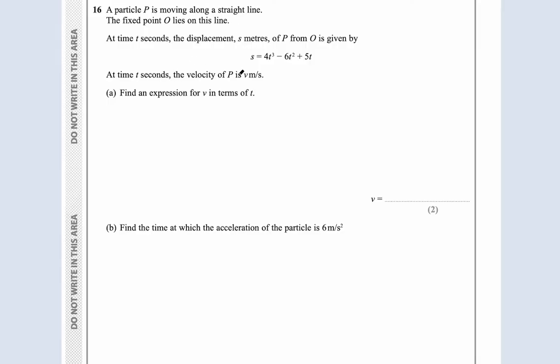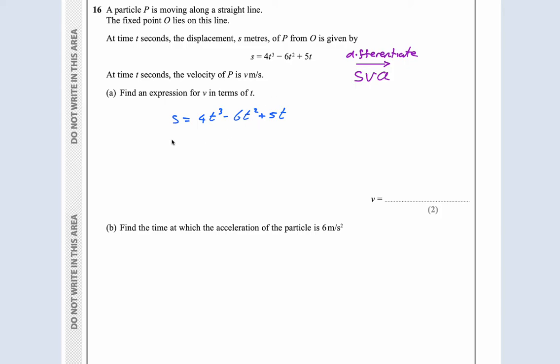At time t, the velocity is v. Find an expression for v in terms of t. Right. So guys, I use this acronym, if that's the right word, SVA, and it means displacement, velocity, acceleration. And to get from S to V to A, we differentiate. So if I have the displacement, which I do, S equals 4t cubed minus 6t squared plus 5t.